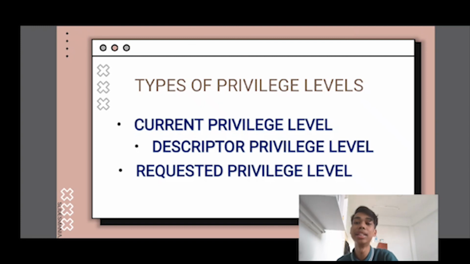CPL is the privilege level of the currently executing task, which means the code segment from which instructions are being fetched. The second one is the descriptor privilege level, which is DPL, which is the privilege level of a segment or gate. So at this stage, every code segment will be checked to enter the gate. And the last one is the requested privilege level, RPL, an override privilege level that is assigned to a segment selector.